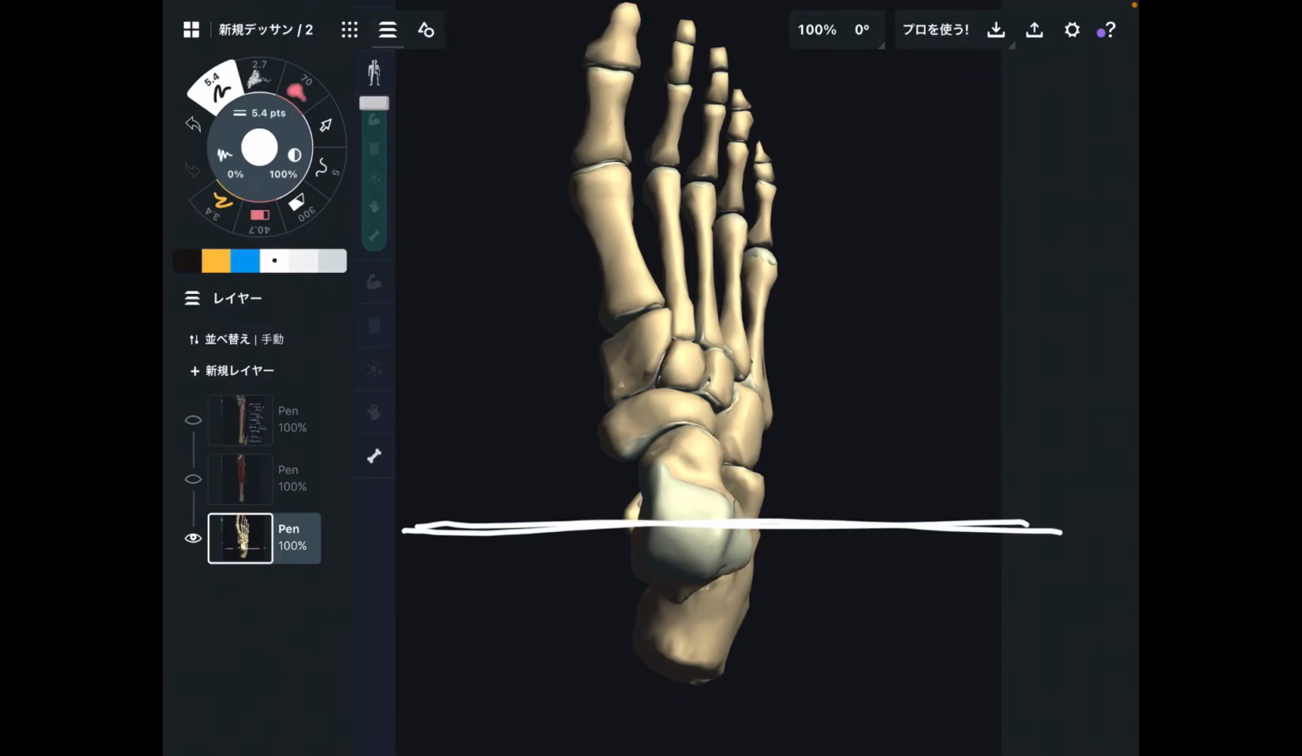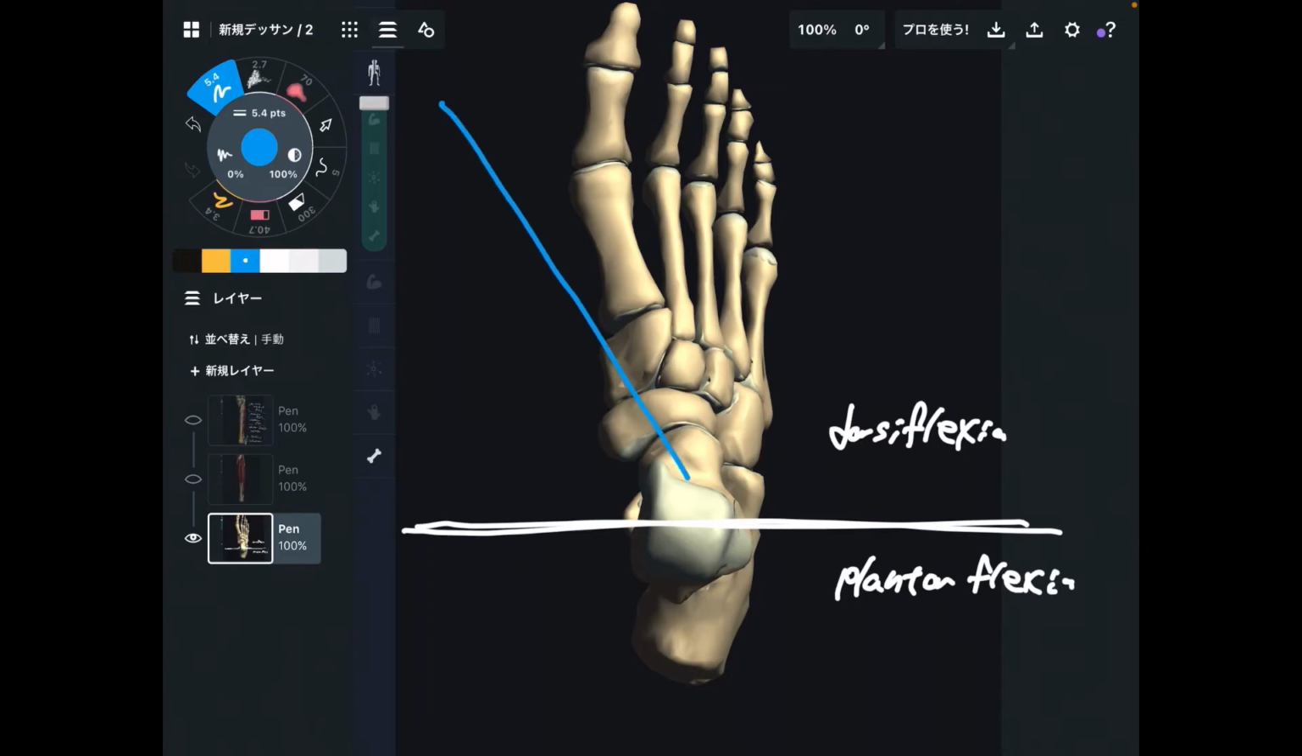Muscles that run anterior from this axis do dorsiflexion. It's like a tibialis anterior, extensor digitorum longus, extensor hallucis longus. And muscles that pass posterior from this axis, they do plantar flexion. Like soleus and gastrocnemius. Then let me put one more axis. It's kind of a diagonal axis like this, okay?